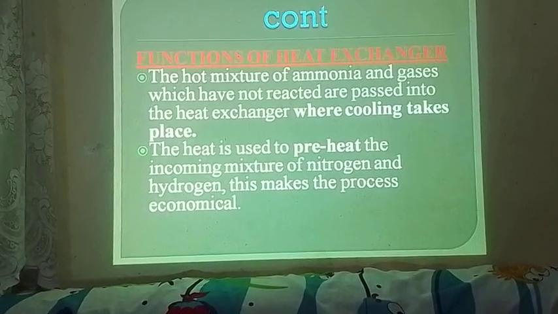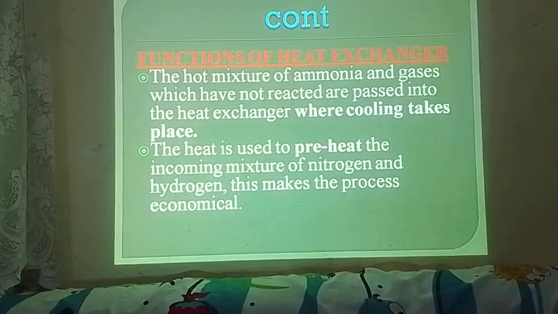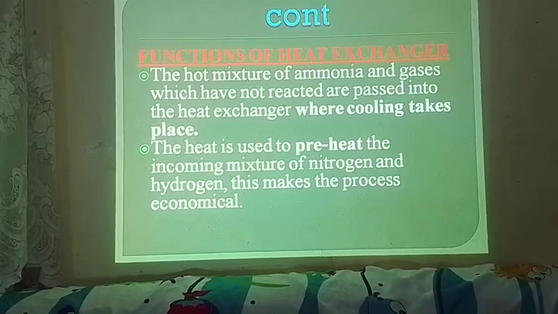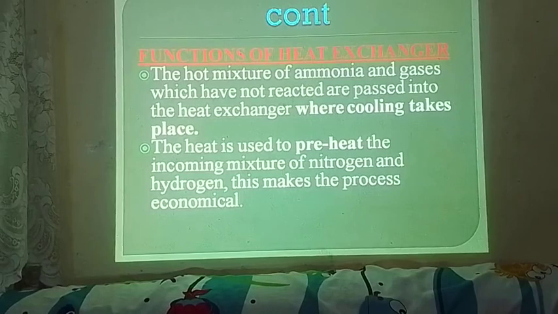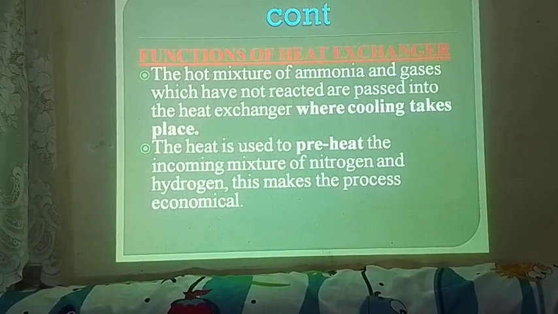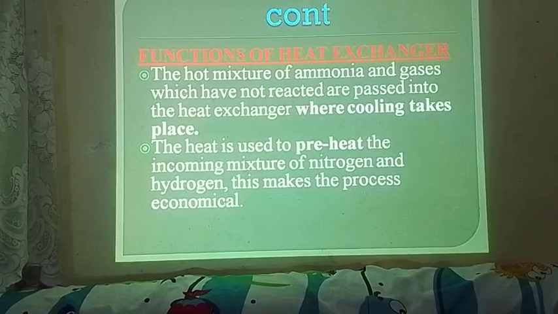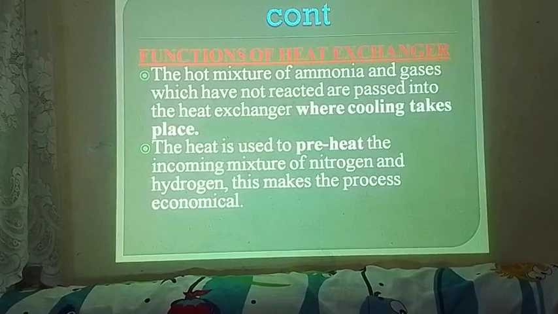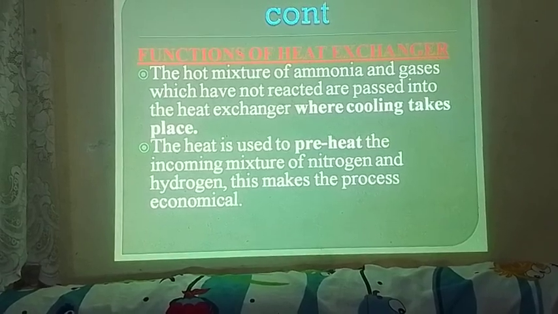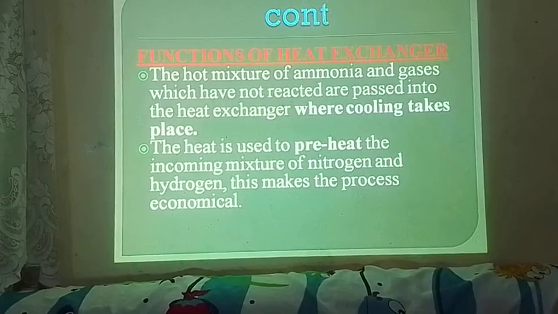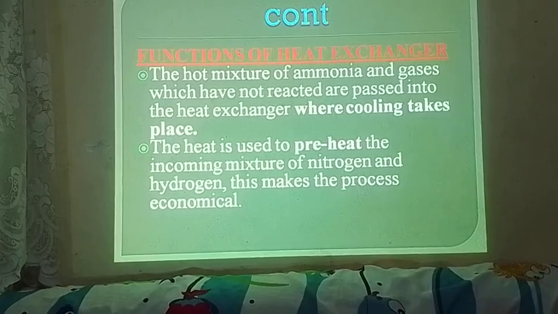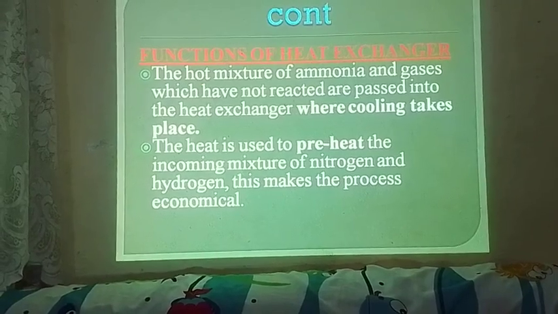In the same flowchart, we saw a heat exchanger. It has some functions. From the word itself, heat is exchanged, where the hot mixture of ammonia and some gases that have not reacted are passed into the heat exchanger, where cooling takes place. So one function of a heat exchanger is cooling. Number 2, the heat exchanger is used to preheat the incoming mixture of nitrogen and hydrogen. This makes the process, of course, economical.